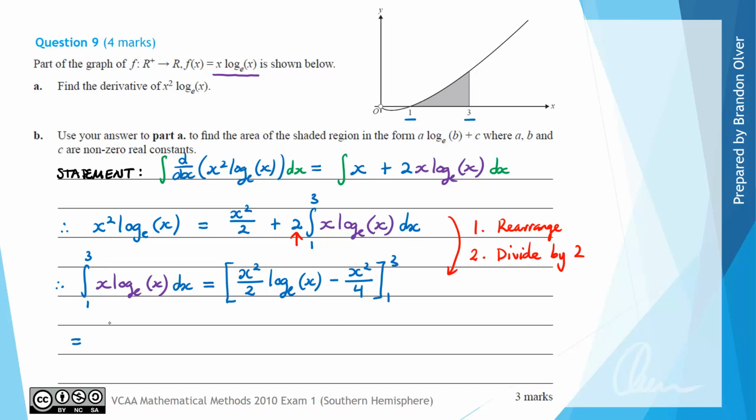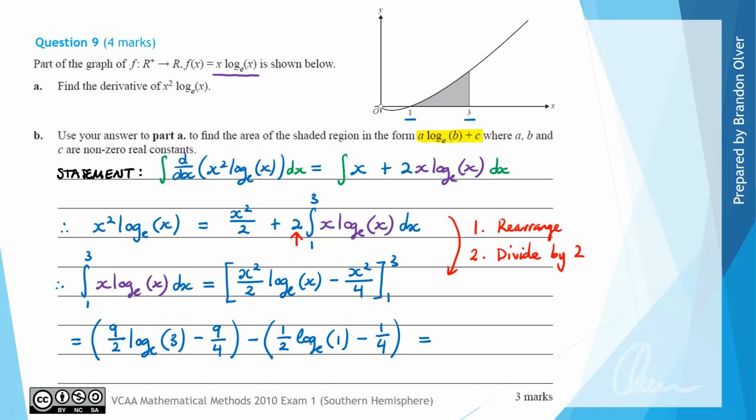Now to evaluate that integral we're going to need to substitute in the upper terminal, which is 3, so 3 squared on 2 will give us 9 on 2 log e of 3 minus 9 on 4. Then we subtract away the lower terminal substituted in, so 1 squared on 2 is just 1 on 2, log e of 1, minus 1 squared on 4, which is 1 on 4. Now we just need to simplify this so that we have it in the form a log e of b plus c, which is what the question requires.